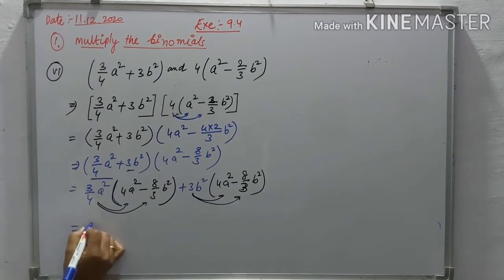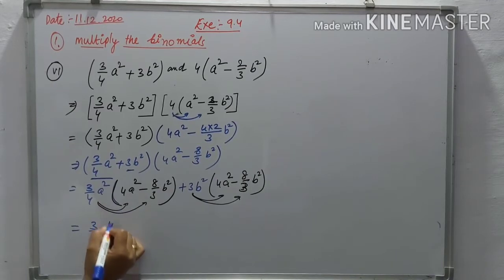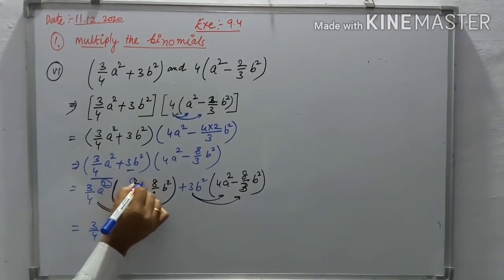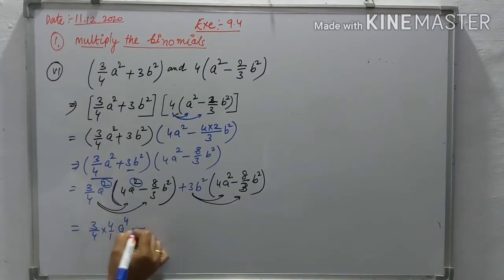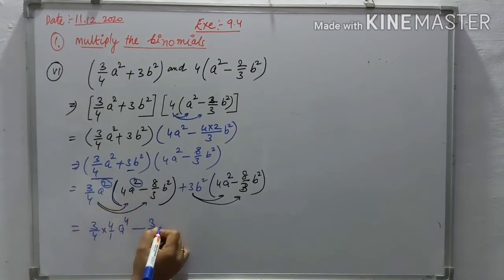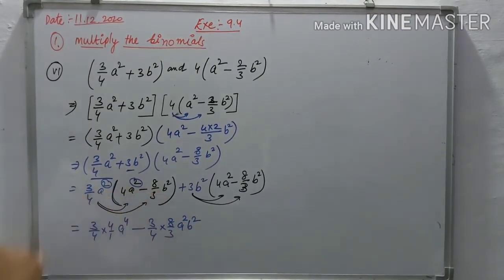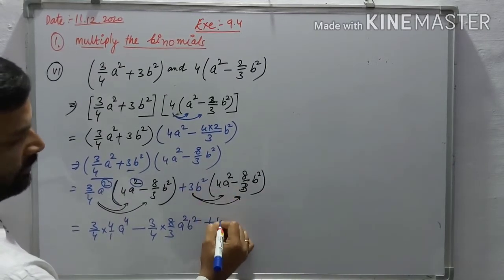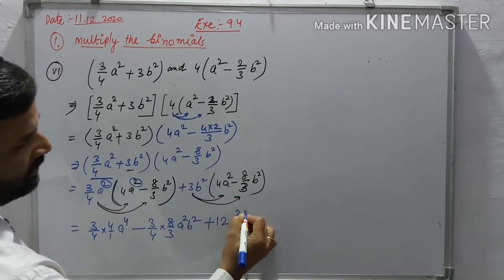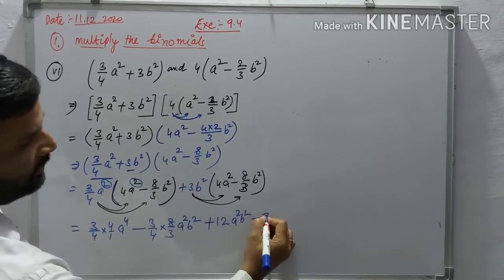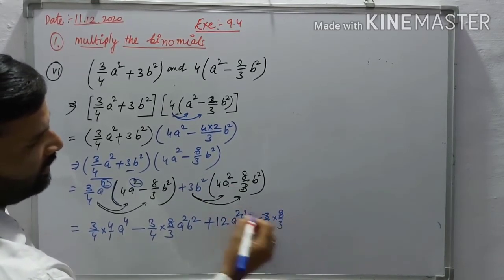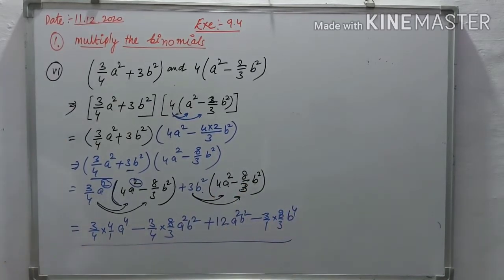Okay, so you write 3 upon 4 multiplied by 4 upon 1, and a power is a 2 and 2 is 4, minus 3 upon 4 multiplied by 8 upon 3, and a square into b square, plus 3 4s are 12 and a square b square, plus minus 3 upon 1 into 8 upon 3, and b square, b power 4. Okay, now next step, 4 and 4 cancel, 3 and 3 cancel, and 3 and 3 cancel. Okay, and 4 times 2 is 8.